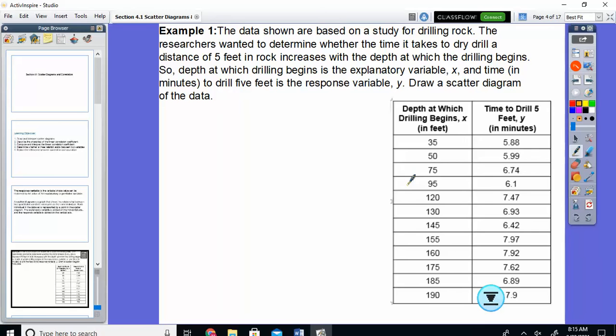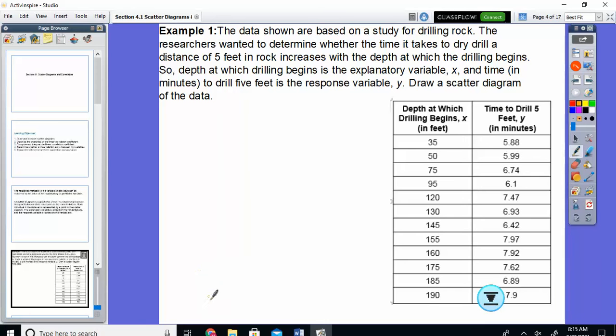So this data is shown, it's a study on drilling rock. The researchers want to determine whether the time it takes to dry drill a distance of 5 feet in rock increases with the depth at which the drilling begins. So the deeper they start, does it take longer to drill your 5 feet? So here we have our x, that's the depth at which we begin. Our y is the time it takes to drill. I want a scatter diagram.